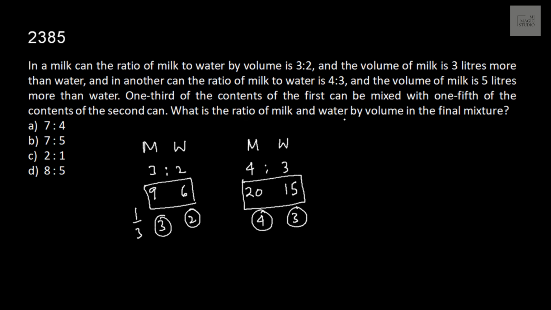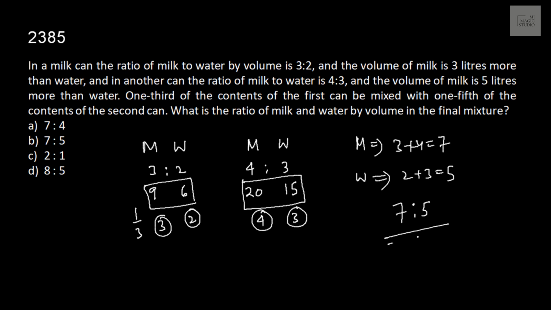What is the ratio of milk and water in the final mixture? So milk taken out is 3 plus 4, that is 7, and water what we have got is 2 plus 3, that is 5 liter. So the ratio we are looking out for is 7:5. What is the ratio of milk and water by volume in the final mixture? It is 7:5. That features in option B.